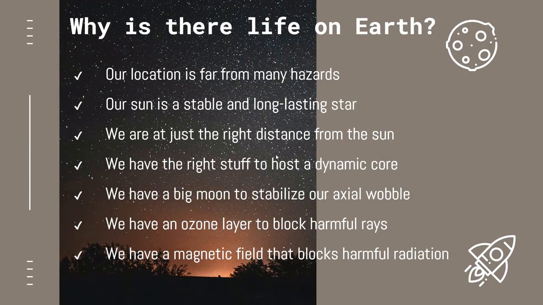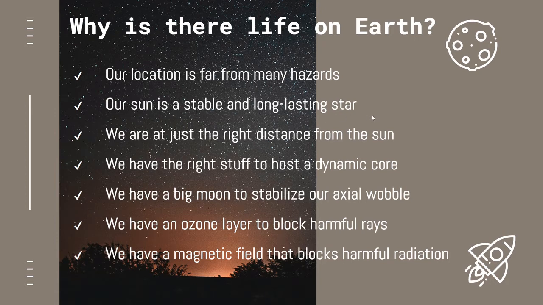So why is there life on our planet? These are the identified reasons, and let's try to look at them one by one. First, our location is far from many hazards. Needless to say, for life to exist, there are a lot of requirements or parameters to be met. And it just so happened that our planet is located in such a way that we are protected against asteroid strikes or meteor crashes and all those. Our sun is a stable and long-lasting star.